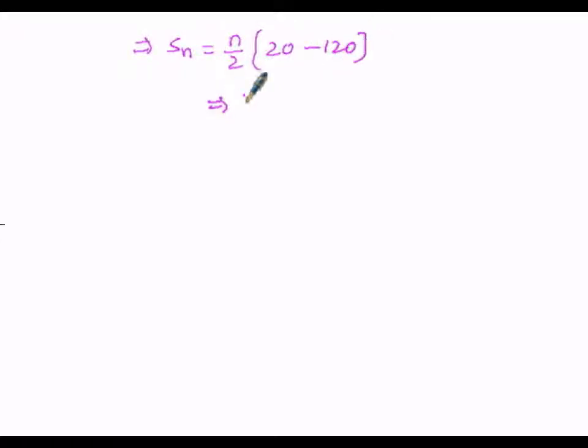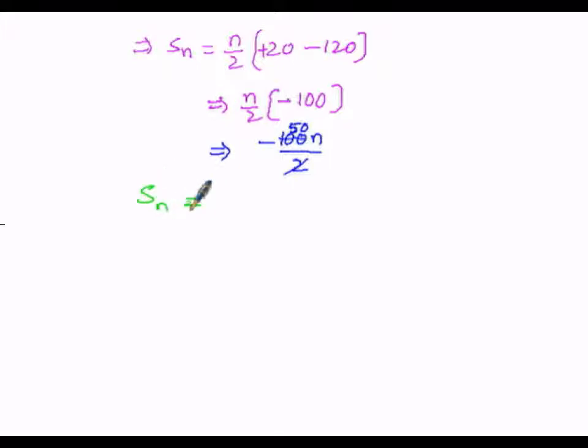So that implies n by 2 into (120 is negative and 20 is positive). To simplify, plus of minus is minus, so we subtract the smaller from the greater, that is 120 minus 20 is 100. To assess the sign, 120 is greater than 20 and 120 has a negative sign, therefore 100 takes the negative sign. So the next step is minus 100 into n, that is 100n divided by 2, that is 2 fifties is 100. So S of n is equal to minus 50n.